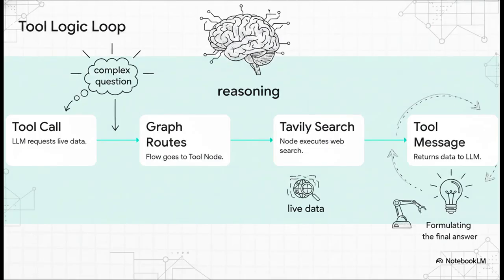Let's map out how this builds into a flawless, logical loop. You ask a really complex question. Step 1, the LLM realizes, uh-oh, I don't know this. I need live data, and it outputs what we call a tool call. Step 2, our LangGraph routing catches this request and automatically redirects the flow over to our designated tool node. Step 3, that tool node safely executes the Tavily search right there on our local machine. And finally, step 4, the tool node packages up all those juicy internet results into a tool message and fires it right back to the LLM so it can formulate your final perfect answer. It's really just a beautiful, fully automated cycle of reasoning and acting.